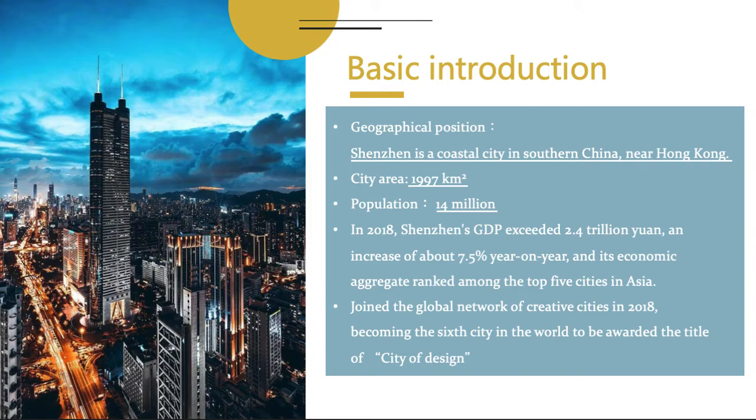This part is a basic introduction to Shenzhen. Shenzhen is a coastal city in southern China, near Hong Kong. Its city area is 1997 square kilometers, and it has 40 million people. In 2018, Shenzhen's GDP exceeded 2.4 trillion yuan, an increase of about 7.5% year-on-year, and its economic aggregate ranked among the top 5 cities in Asia.